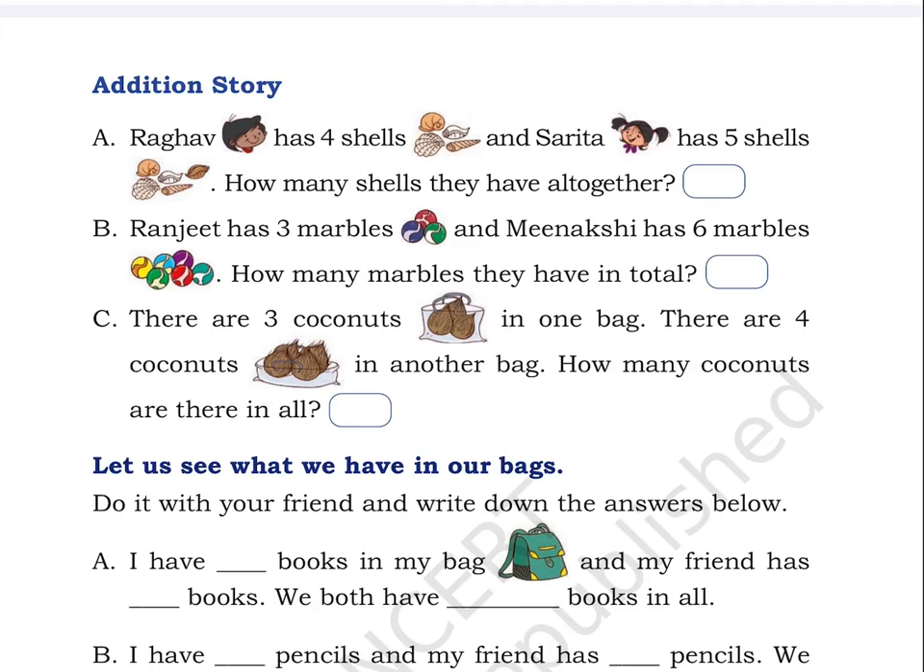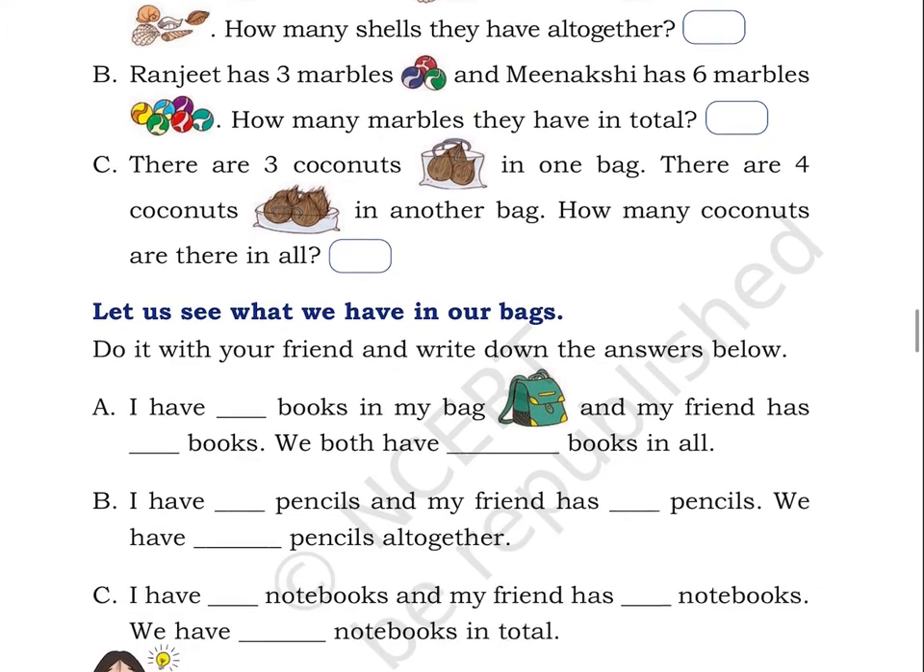3. There are 3 coconuts in one bag. There are 4 coconuts in another. How many coconuts are there in all? Blank. Let us observe what we have in our bags. Do it with your friend and write down the answers below.